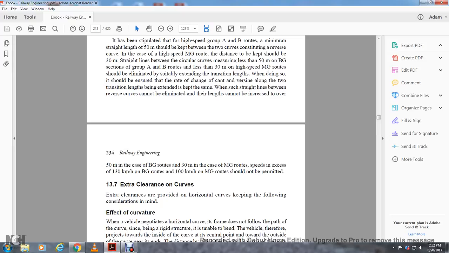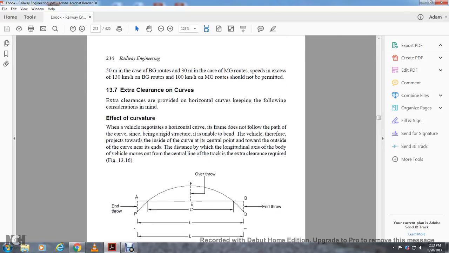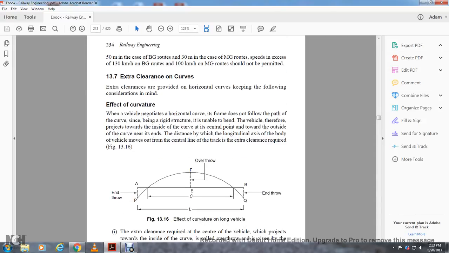13.7 Extra clearance on curves. Extra clearance is provided on a horizontal curve keeping the following considerations in mind. When a vehicle negotiates a horizontal curve, the frame does not follow the path of the curvature, as the rigid structure is unable to bend. Vehicles therefore project toward the inside of the curve at the central point, and toward the outside of the curve near the ends of the longitudinal axis of the body. Extra clearance is required from the center line of the track.